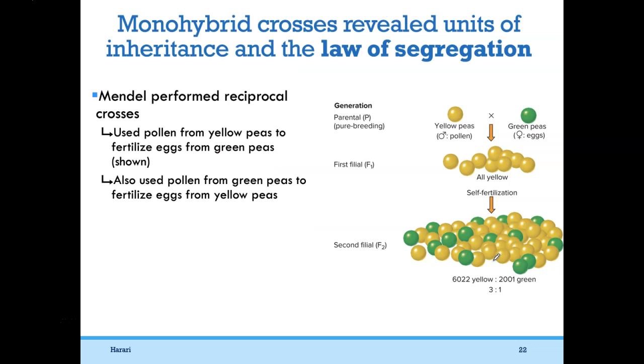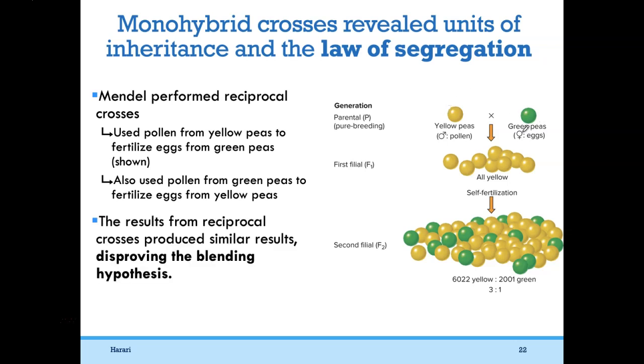Mendel performed reciprocal crosses, meaning he not only took the pollen from yellow peas to fertilize the eggs from green peas, he also took the pollen from green peas to fertilize eggs from yellow peas, and he saw the same exact thing. So the results from reciprocal crosses produced similar results. This disproved the blending hypothesis, right? You're not blending. There must be specific things in these F1s that get reshuffled in the next generation to give us an assortment of colors, when it wasn't there in the generation before. So there must be units of inheritance.